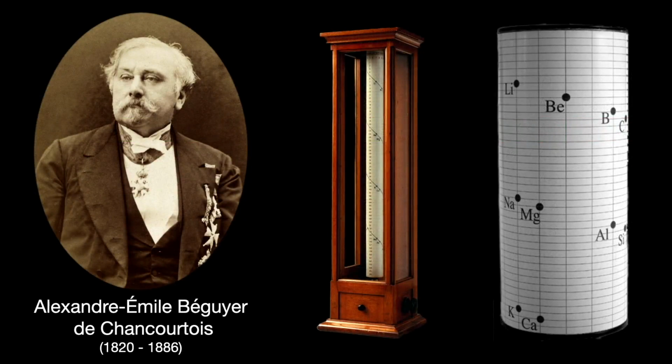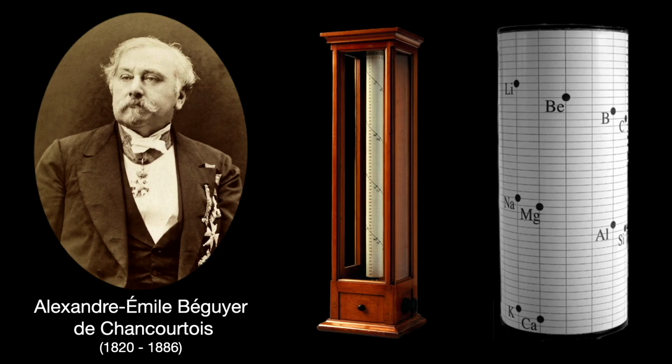De Chancourtois, I'm not going to mangle his name any more than that, was a French geologist and mineralogist who noticed that certain qualities of elements seemed to repeat themselves. In 1862, 7 years before Mendeleev, he devised a chart wrapped around a cylinder. He called this a telluric helix because tellurium was the element in the middle of the graph.